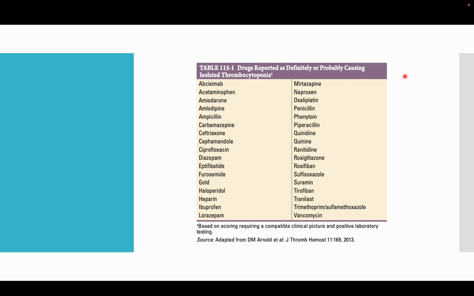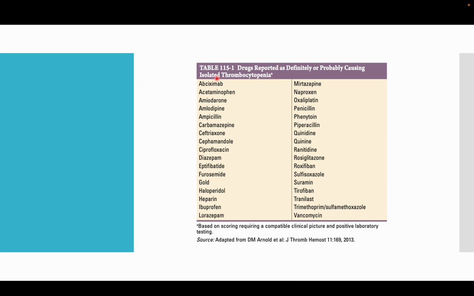So these are all the drugs that can cause isolated thrombocytopenia: apixaban, acetaminophen, amiodarone, ampicillin, ceftriaxone, all penicillin class of drugs, furosemide, gold, heparin, lorazepam, phenytoin, piperacillin, carbapenems also can. Quinidine is one more drug that can cause it, rosiglitazone, vancomycin, linezolid, cotrimoxazole, and more. There are hundreds of drugs that can cause this.